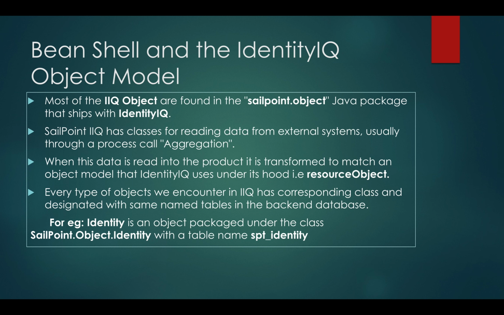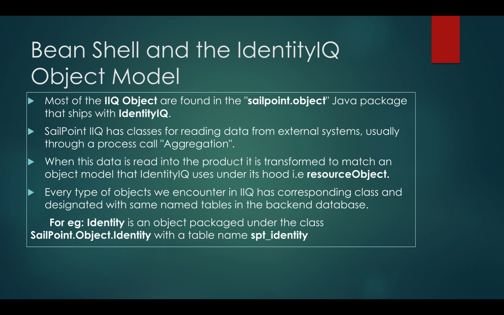One thing we have to understand is that any type of object we encounter in IdentityIQ has a corresponding class. For instance, if we have identity as an object, then the class related to this object is called SailPoint.object.Identity, which is packaged in the package SailPoint.object. Similarly, each object is also associated with a table in IdentityIQ's backend database, and that table name is spt_identity for the identity object.